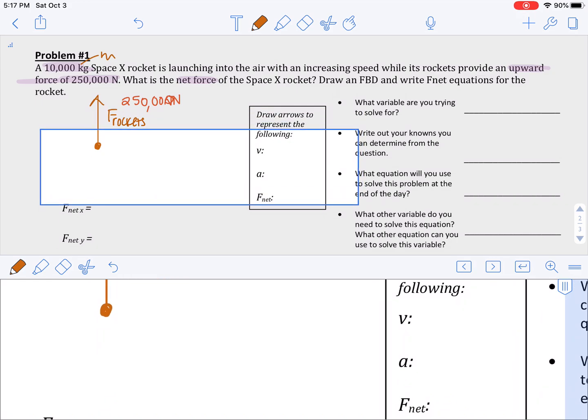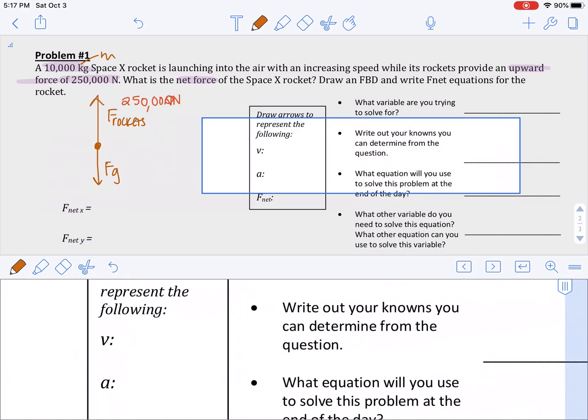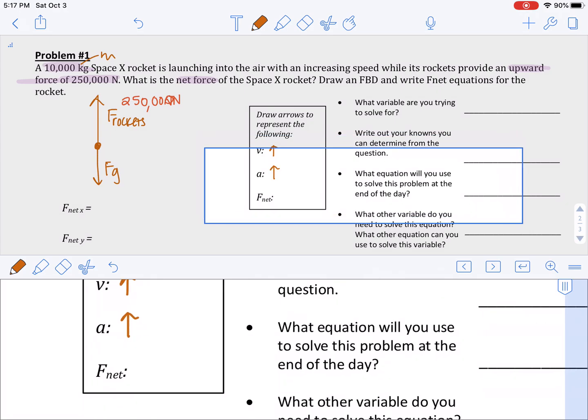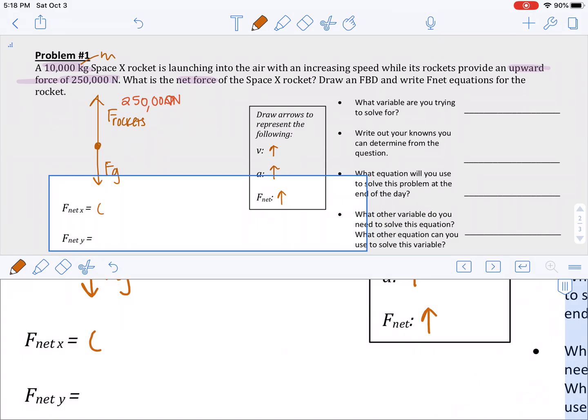Now, we're on Earth, so we're still going to have a force of gravity. And I know that because my object is moving up, it's being launched into the air, and it's increasing speed, which means acceleration is in the same direction as velocity. That means that my net force must be up because F net caused the acceleration to point up. So I actually don't have any horizontal forces in this example.